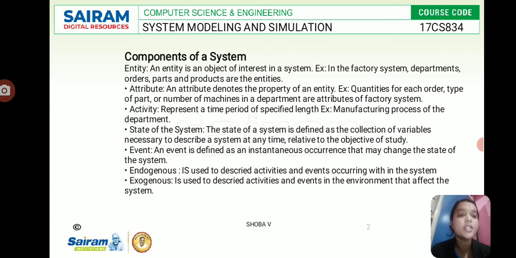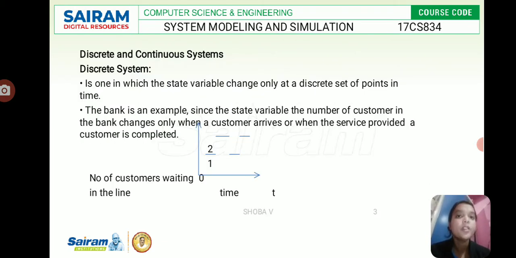Endogenous is used to describe the activities and events occurring within a system, and exogenous is used to describe the activities and events in the environment that affect the system. So endogenous means the events occurring within your system, and exogenous is nothing but what affects your system. So these are the components we can see.